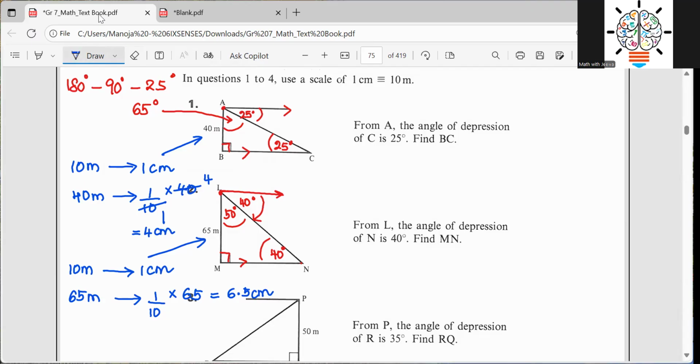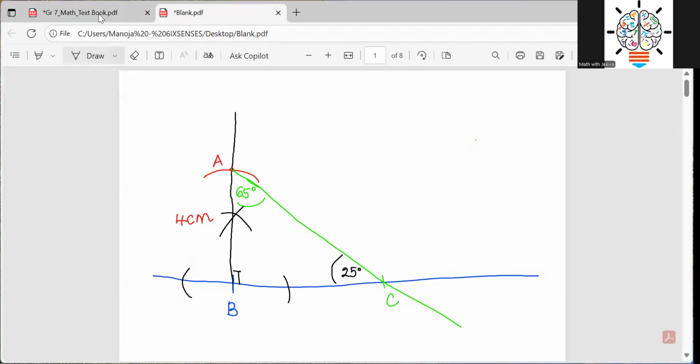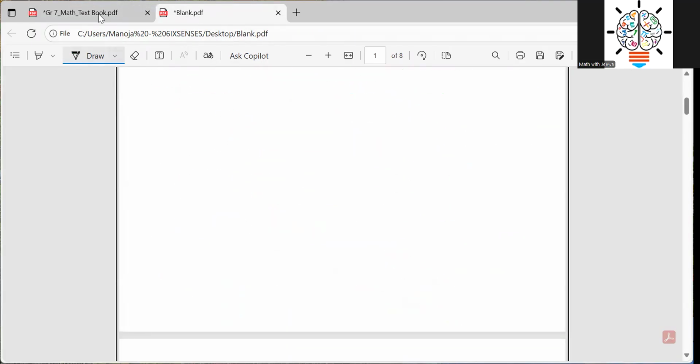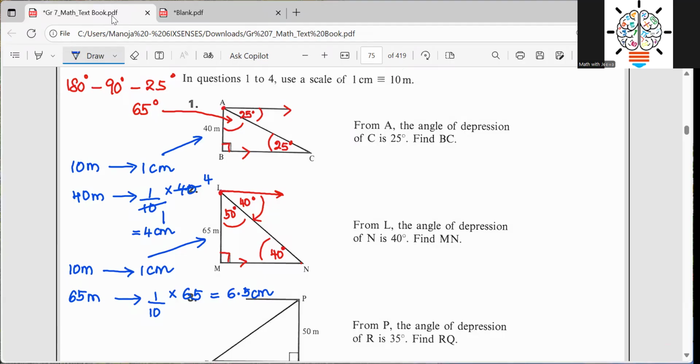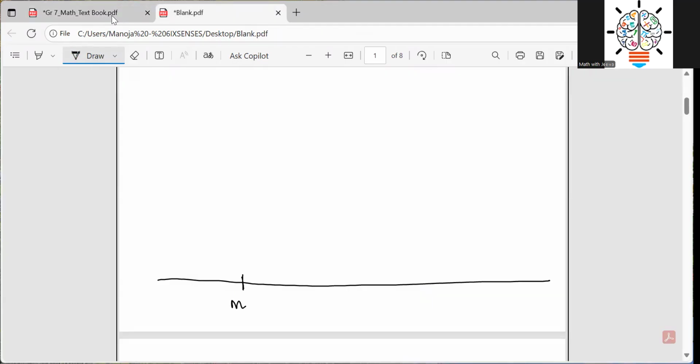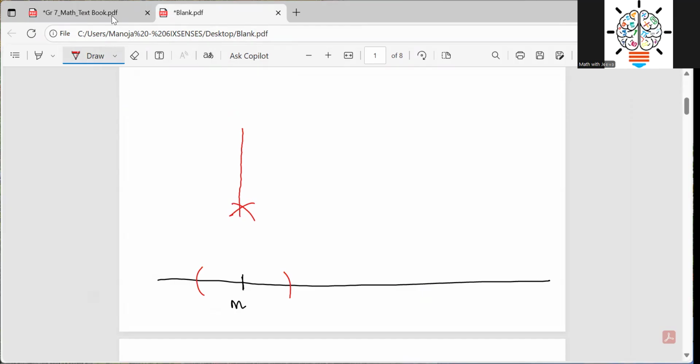I just want to do the construction part now, right? I do the same thing, children. So what I do is draw the free line using the ruler and mark the point, which is M. And I want to create the 90 degrees here, right? You know how we can create the 90 degrees, and so this is 90 degrees. Okay, I'm done with the 90 degrees.